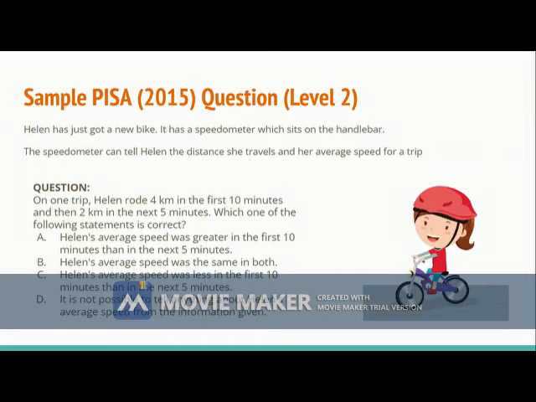All right, so this is a level 2 question. Helen has just got a new bike. It has a speedometer which sits on the handlebar. The speedometer can tell Helen the distance she travels and her average speed for a trip. So the question is, on one trip, Helen rode 4 kilometers in the first 10 minutes and then 2 kilometers in the next 5 minutes. Which one of the following statements is correct? And then there are the options there, and I'll give you about 1 minute to finish up your answers.